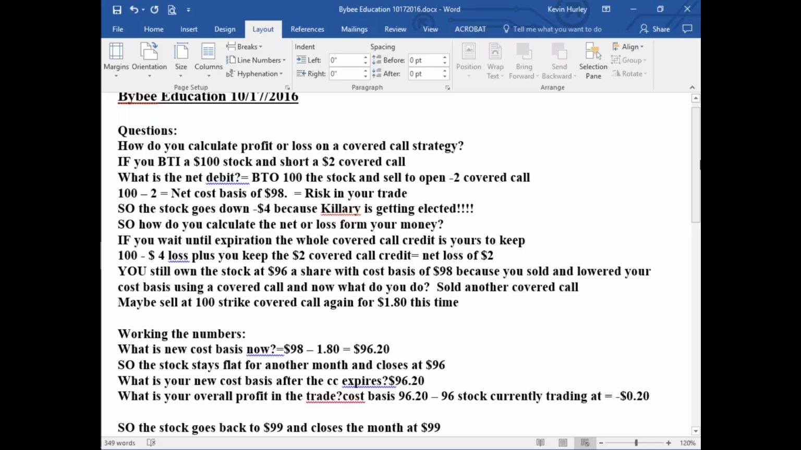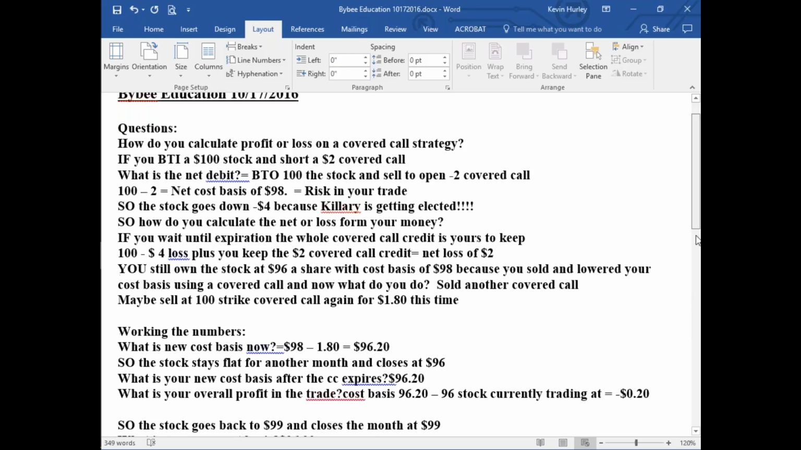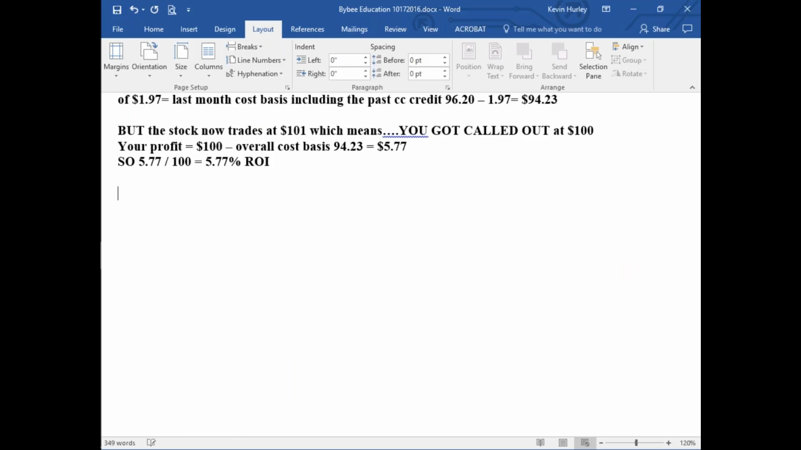Question, Emily, wouldn't you add your covered call to the profit? Yes, that covered call is lowering your cost basis. We've had that covered call 3 times, $2, $1.80, and $1.97. We added that cost basis as profit, or we subtracted it from our net debit, right? Because it's a credit, we subtracted it from our net debit. Wouldn't your overall profit be 774? Let's find out. I don't think so, but let's find out.